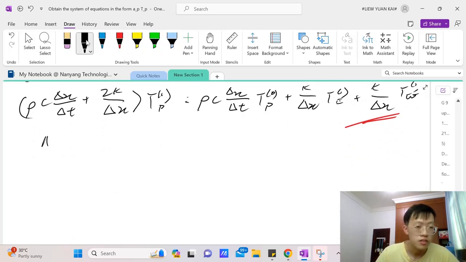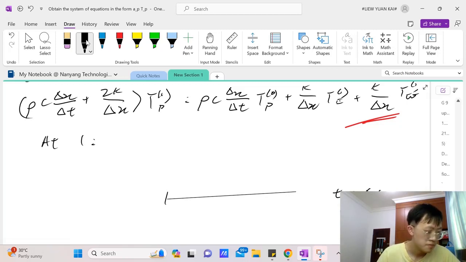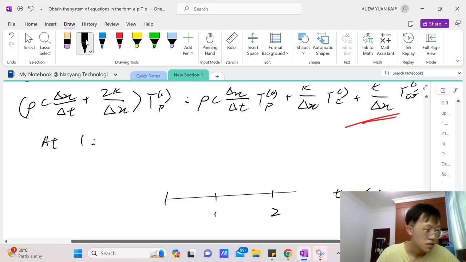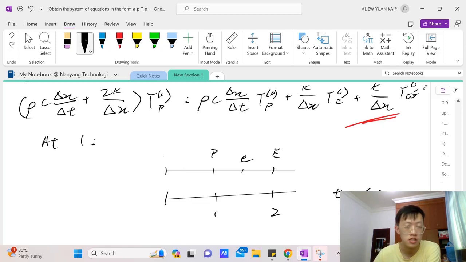Okay, now we move on to the first boundary. So at point 1, let's draw this. Remember this again occurs at delta t. This is point 1, this is point 2. Then we have the general template. So this is p, this is e, this is small east, and this is small west.